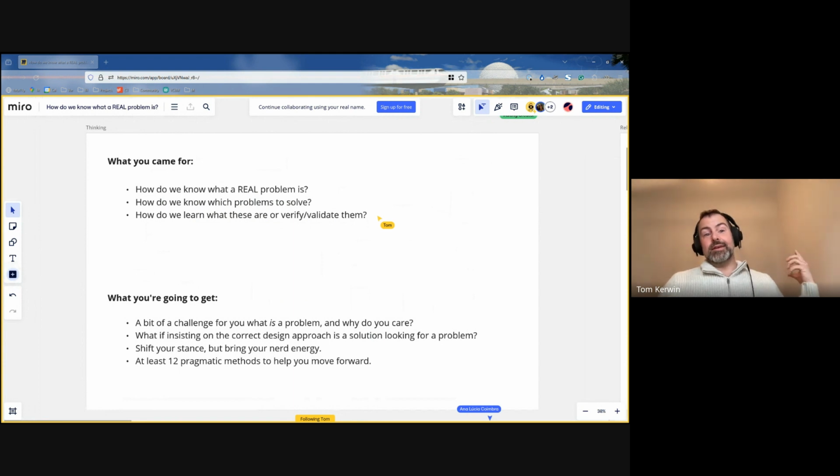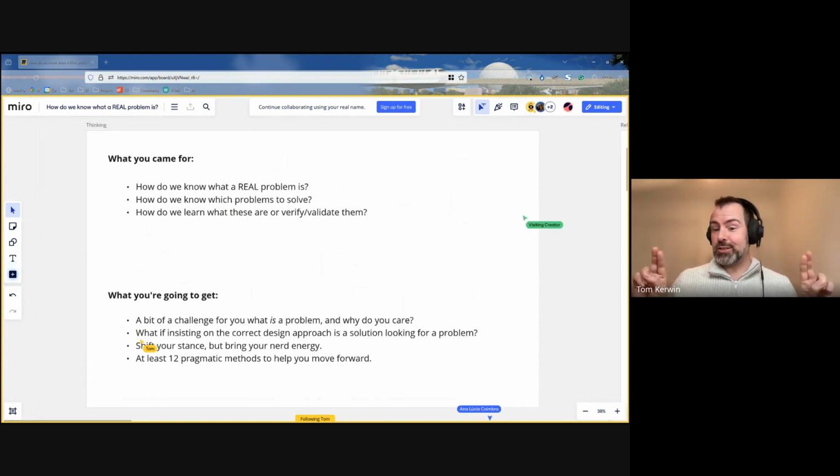So what you're going to get today, I'm going to give a bit of a challenge for you to think through, well, what is a problem? And why do we care? And a little challenge to say, well, what if us insisting on the correct design approach is actually itself a solution looking for a problem? And I'm going to invite you to shift your stance, but bring your nerd energy. And I'm going to give you at least 12 methods. I might have put more on there. Wow. So. All for the low price of, sorry. The low price now of zero. Yes, yes. Very fair. Pretty good.